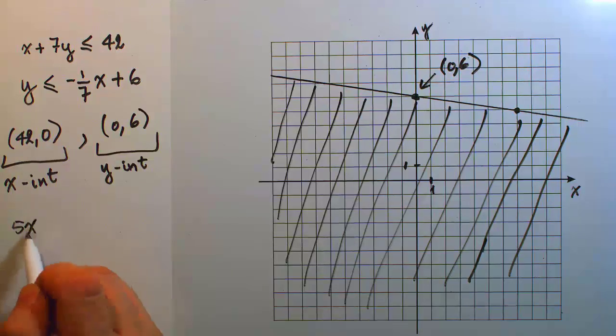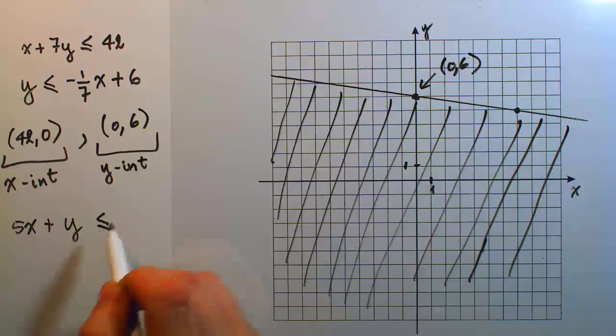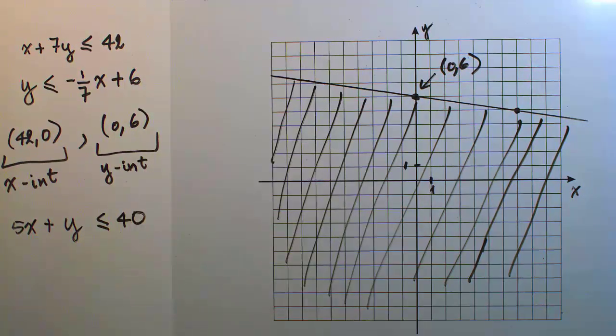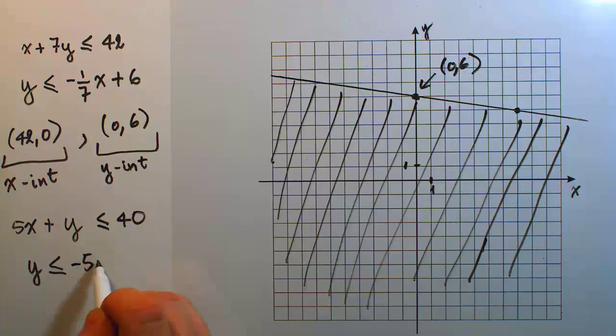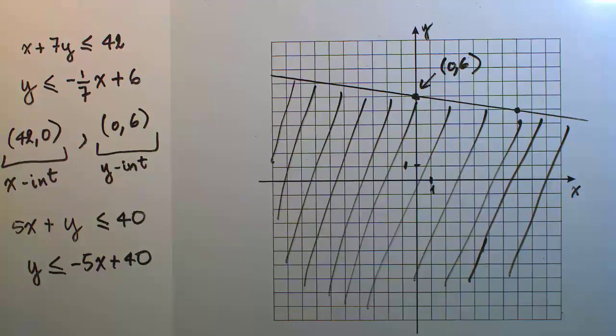Now for our other inequality, let's look at 5x plus y being less than or equal to 40. I can see this as the line y less than or equal to minus 5x plus 40. This allowed me to skip the algebra step in this example, but this line will have two intercepts. The x-intercept is at (8, 0).